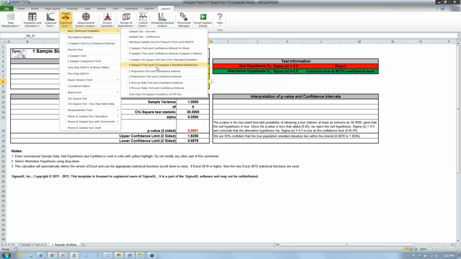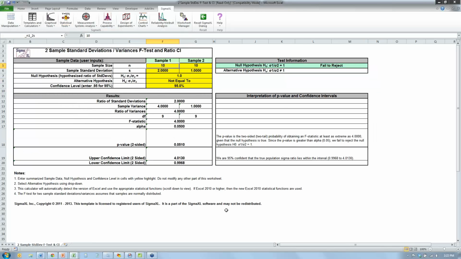And the Twosample Ttest, same thing. Actually, in the old version, we only had the test. We did not include the confidence interval. So here, you're getting both the test and the confidence interval.